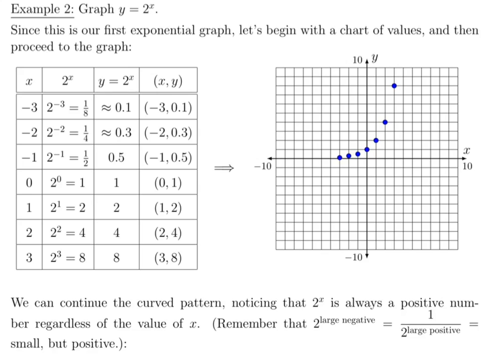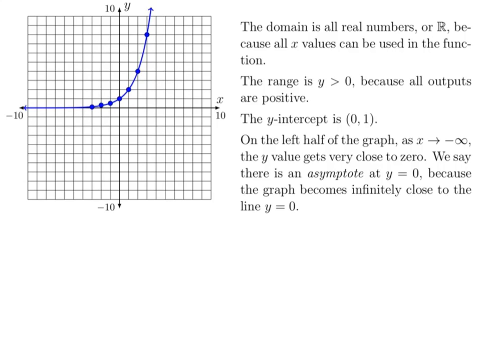Okay, here we've made a t-chart of values, and we've made some points from the values. At the bottom of the page here we have a little discussion about why the y values will never be negative. And then you can connect the dots and go ahead and make your graph. As you move forward, you see that the domain is all real numbers, because you can stick any number into the function.